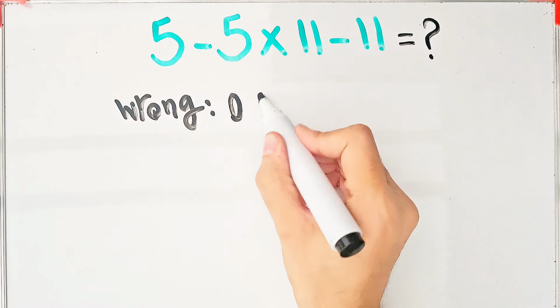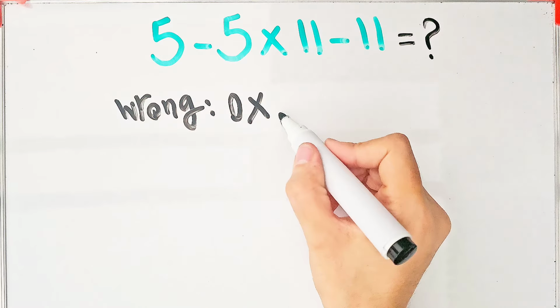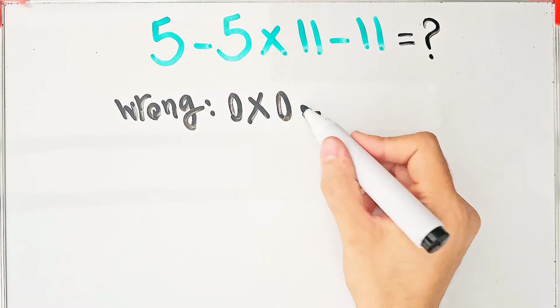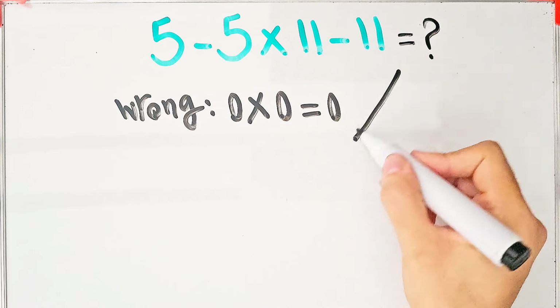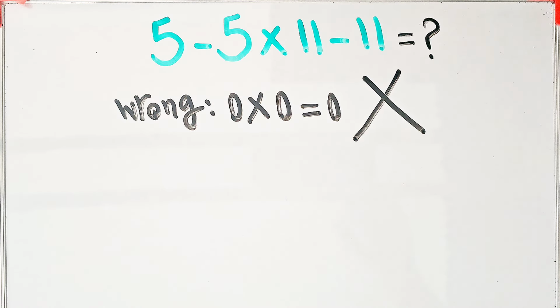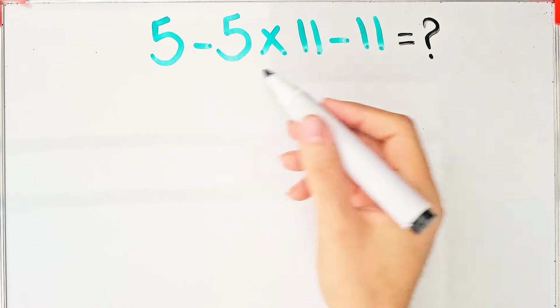5 minus 5 equals 0. 0 times 11 minus 11, that equals 0, and they say the final answer of this question equals 0. But this answer is definitely wrong. Let's solve it step by step together.